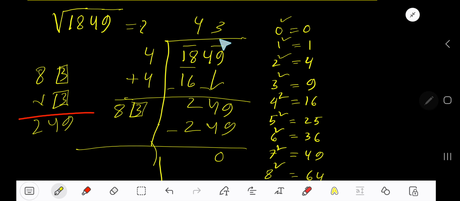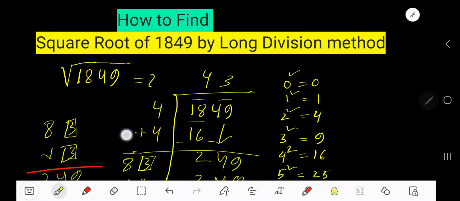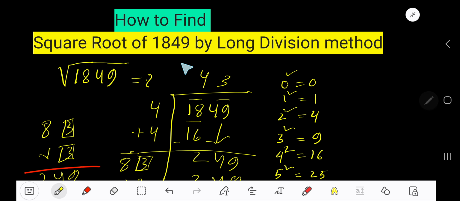Okay, since you have placed the digit 3 here, the same digit will come under this divisor and add. 3 plus 3, 6, 86. The double of 43 is 86, so we can easily say that this answer is correct, 43, right? So the square root of 1849 by long division method is 43.